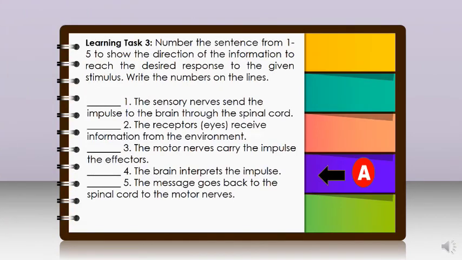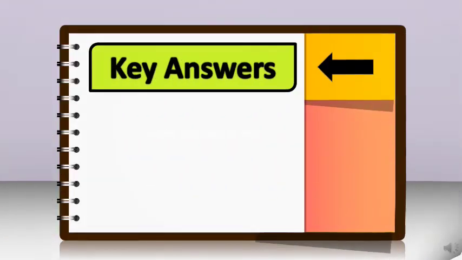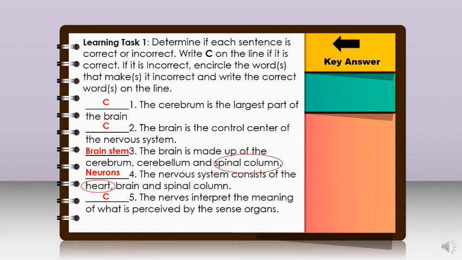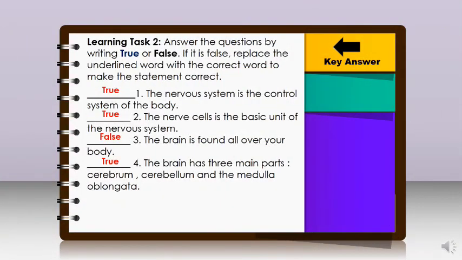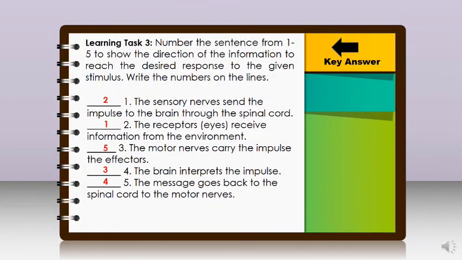So we have also here learning task number 3. Number the sentences from 1 to 5 to show the direction of information to reach the desired response of the given stimulus. Write the number on the line. So these are the key answers. Task number 2 and task number 3.